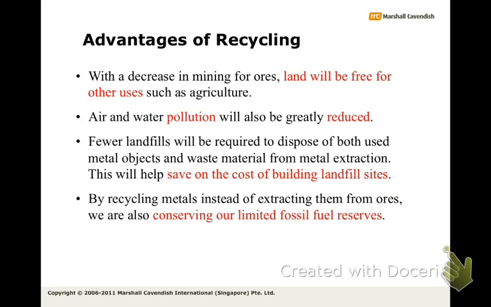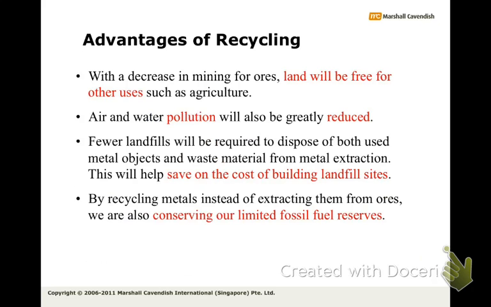Then you have fewer landfills required to dispose of both metal objects and waste material. Obviously these things need to be thrown away, so you don't need to dig more land to throw away all these things. You will save the cost on building landfill sites, so economic cost as well.